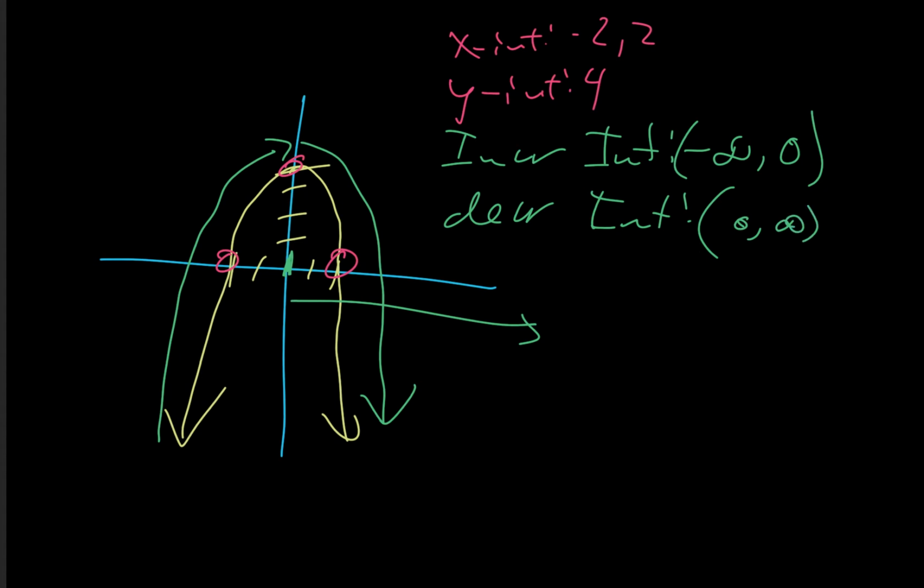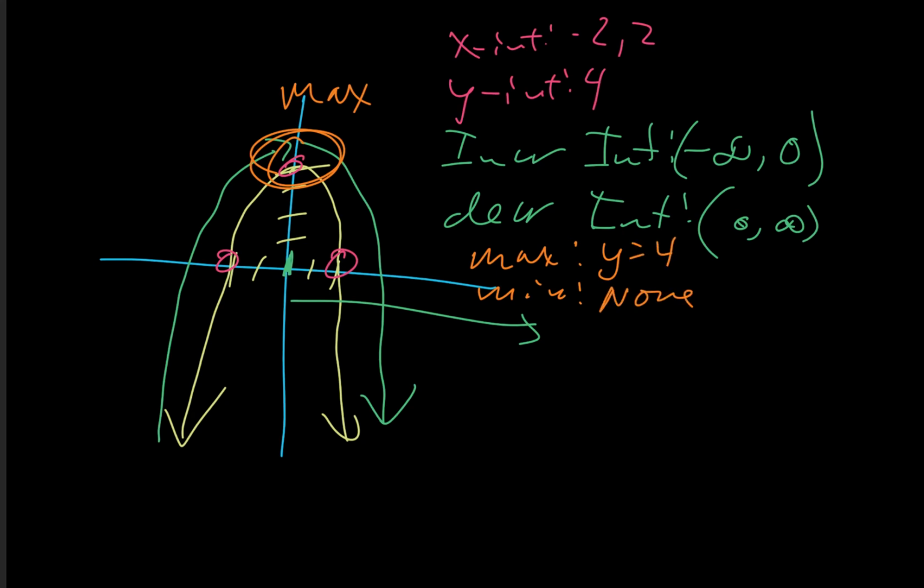Okay, now we have maxima, minima. So I'm just going to say max and min. Now with a parabola, we'll only have one or the other. Because we go uphill then downhill, this is considered a max. And the max occurs at y equals 4. And then the minima, we don't have one, so we can just say none.